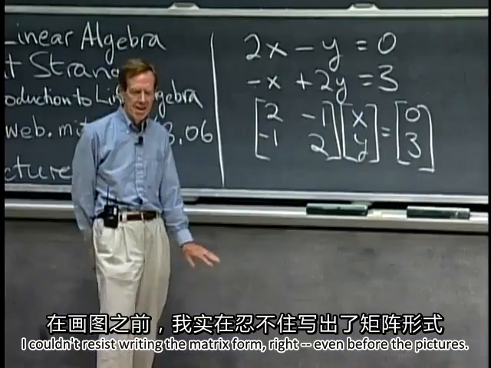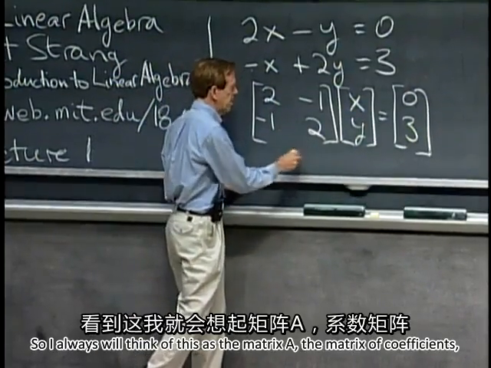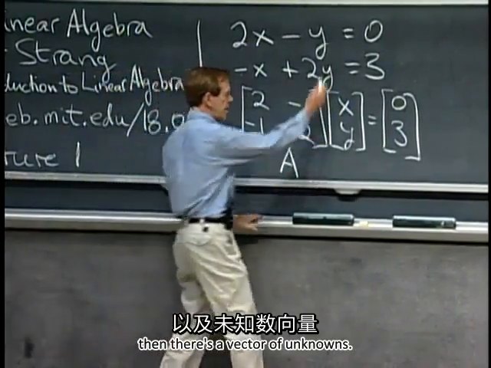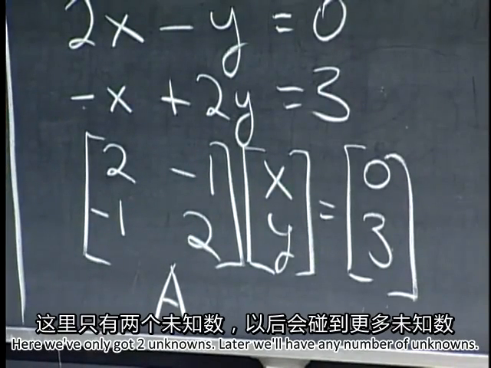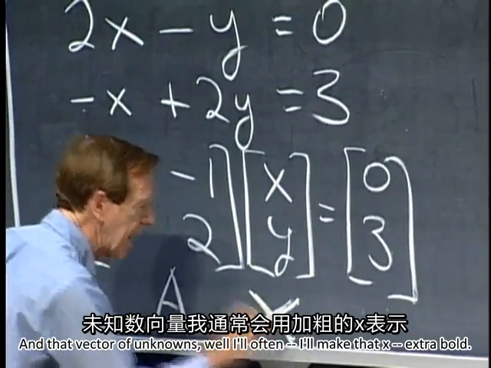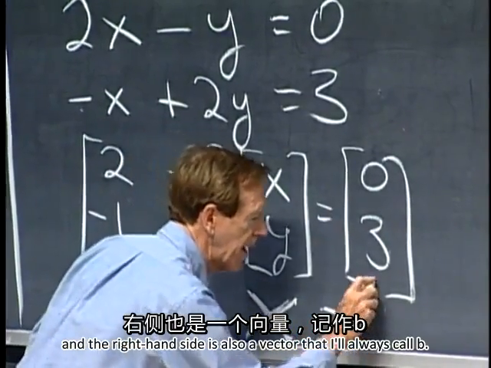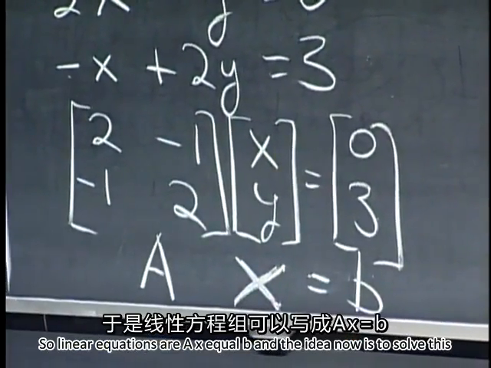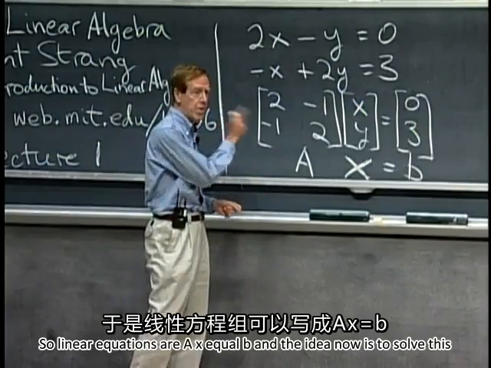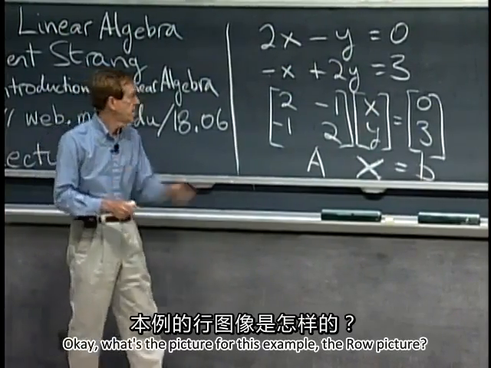I couldn't resist writing the matrix form even before the pictures. So I always will think of this as the matrix A, the matrix of coefficients. Then there's a vector of unknowns. Here we've only got 2 unknowns. Later we'll have any number of unknowns. And that vector of unknowns, well, I'll make that x extra bold. And the right-hand side is also a vector that I'll always call b. So linear equations are Ax equal b, and the idea now is to solve this particular example and then step back to see the bigger picture. Okay, what's the picture for this example?